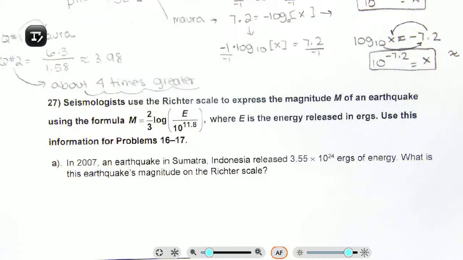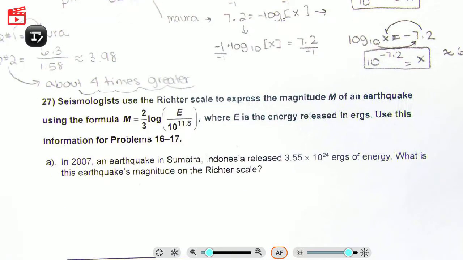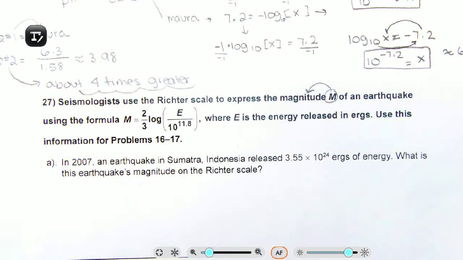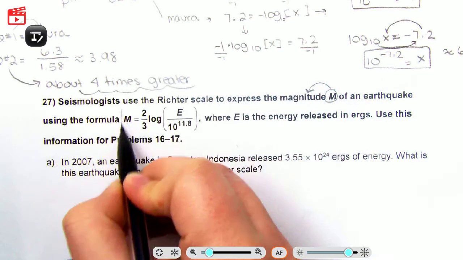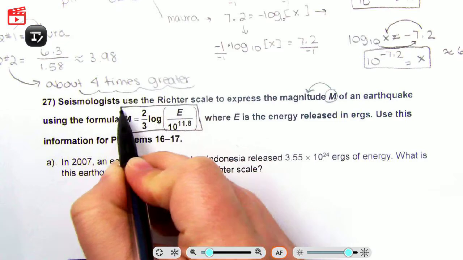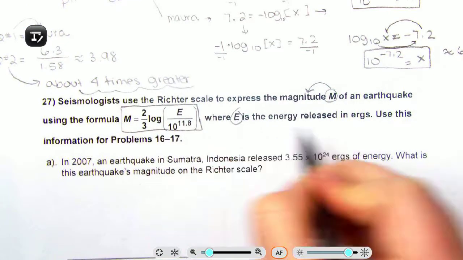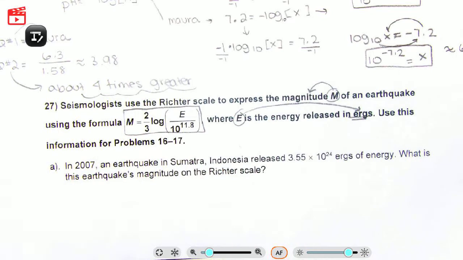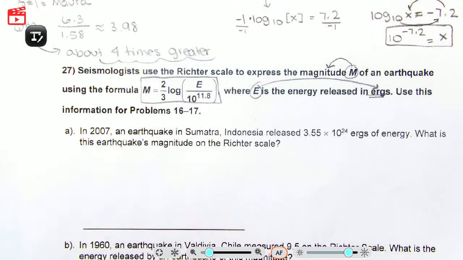Okay. Let's go ahead and move on to number 27. Seismologists use the Richter scale to express the magnitude M. So M is the magnitude of an earthquake using the formula. I'm pretty sure this is going to be important. Where E is the energy in ergs. Use the information for problems number 16 and 17. Okay, I'm assuming this is 16 and I'm assuming this is 17.